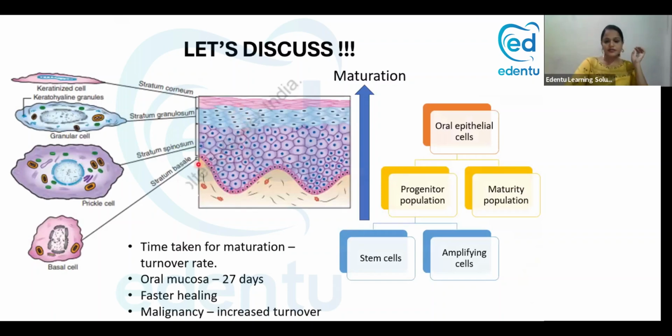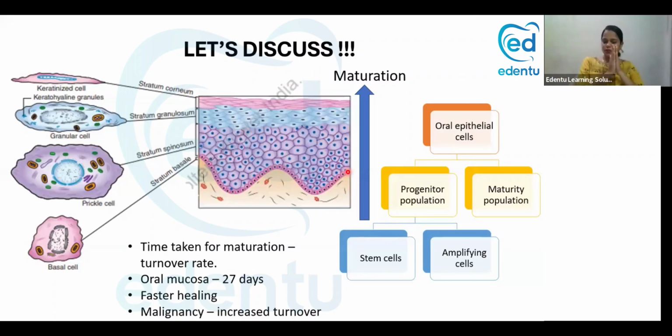So what happens is that in this stratum basale layer, they have 2 types of cell population. One is called the progenitor population, and the other one is called the maturity population. We know that this stratum basale comes under the germinativum layer, that is, it has the ability to produce more and more keratinocytes.